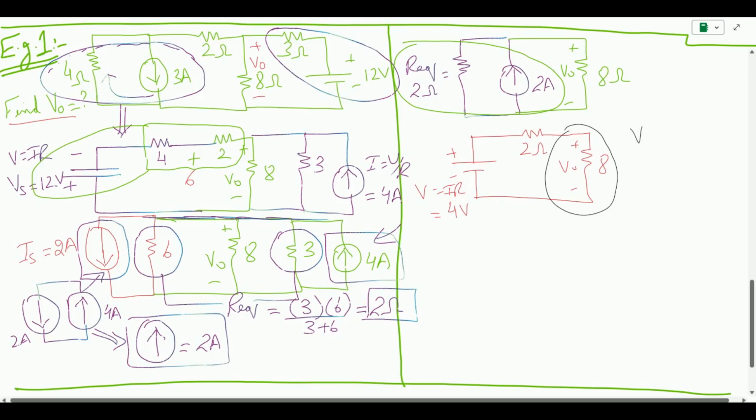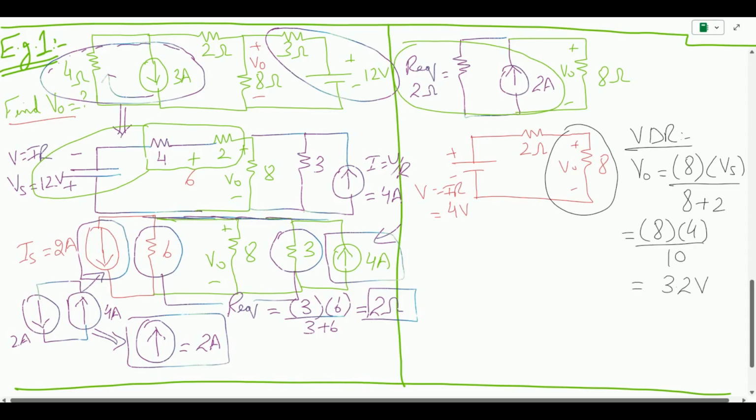so I can apply the voltage divider rule, VDR, which says if you want to find the unknown voltage, you take its resistance, multiply it with the voltage source, and then divide it by the sum of resistors. So this comes out to be 8 into 4 divided by 10, which is 3.2 volts. This is the output voltage which we required, and we did this by using the source transformation technique.